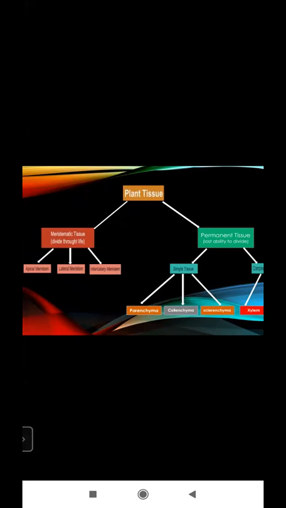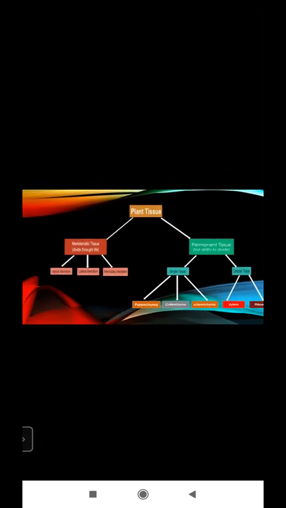Today we are going to start with permanent plant tissues. These in turn are of two main types. First is simple tissue. Simple tissue means they are made up of a single cell type. Hence they are called simple tissue. Simple tissues are of three types. First, parenchyma, second, collenchyma, and third, sclerenchyma.